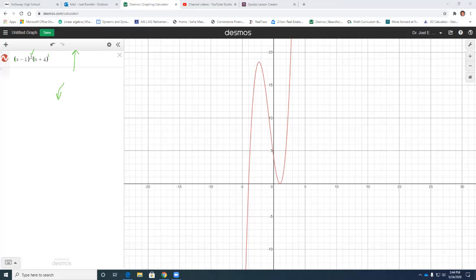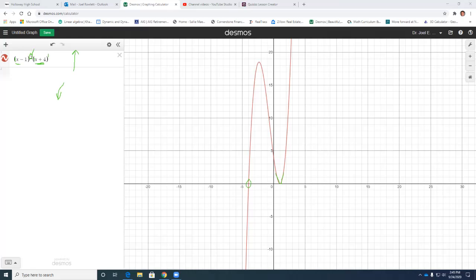And notice that we still have, when x is equal to 1, since this is an even exponent here, a touch or a bounce at 1. So it goes down, it hits at 1 and bounces back up. But if you look at x is equal to negative 4, since x plus 4 is a factor, negative 4 is a 0, which is here.